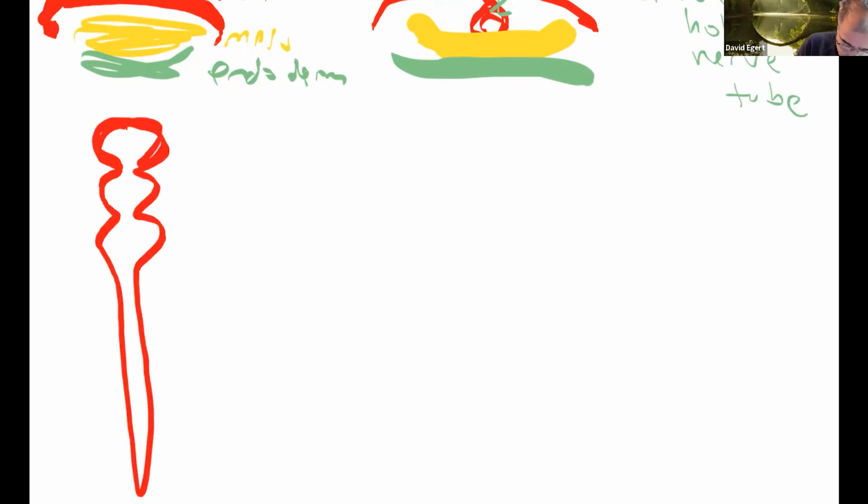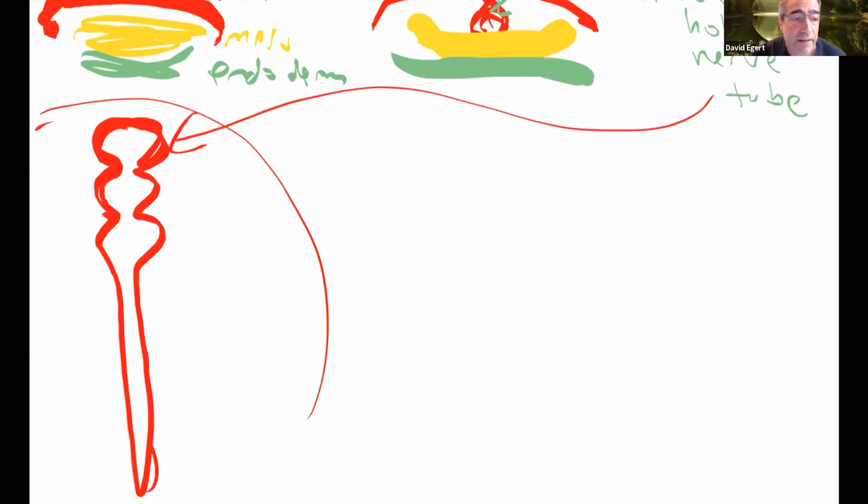So now, instead of looking at it from the side, I'm looking at the top of the Frisbee. This is that dorsal hollow nerve tube here, and this is what's going to become your brain and spinal cord. This part here is just going to become the spinal cord. This part here is going to be the forebrain, midbrain, and hindbrain, or the prosencephalon, mesencephalon, rhombencephalon if you're in anatomy. These are what are going to become the different parts of your brain more proper.